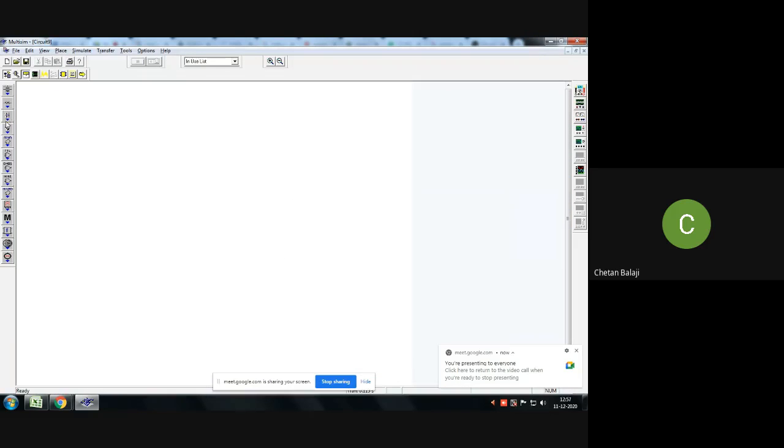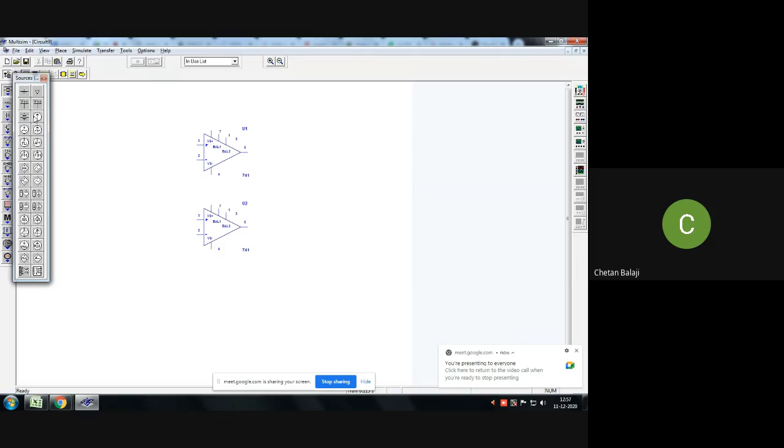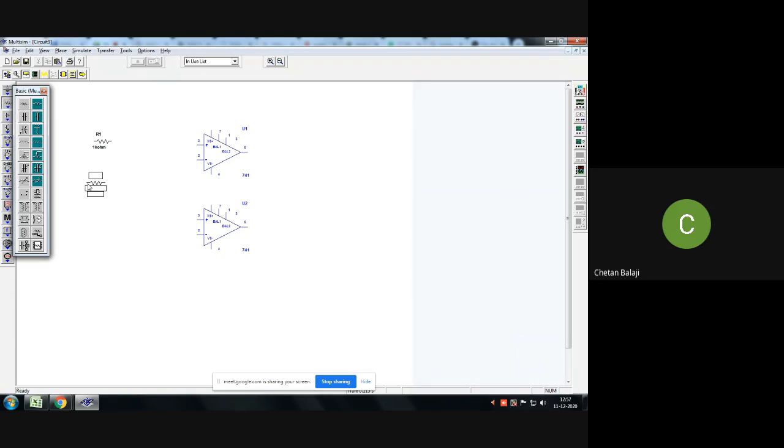What all do we need? We need an op-amp, and it will be in the analog IC library. Take the first op-amp 741 and place it over here. You need one more, so Ctrl+C and Ctrl+V. Take two op-amps and four resistors: R1, R2, R3, and one more R here. We need one VCC, and obviously you need a ground for any circuit.